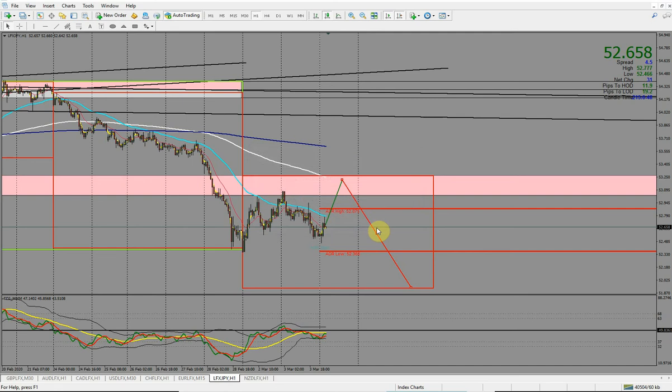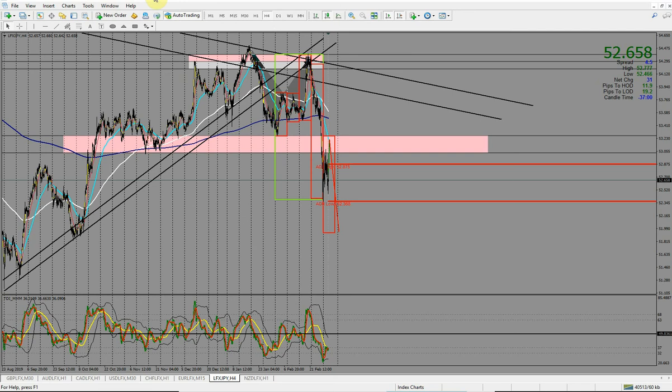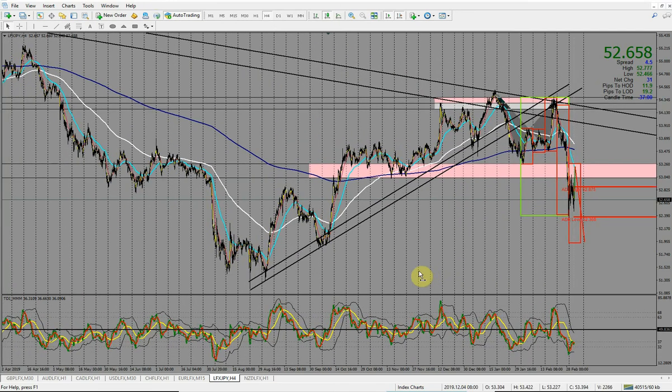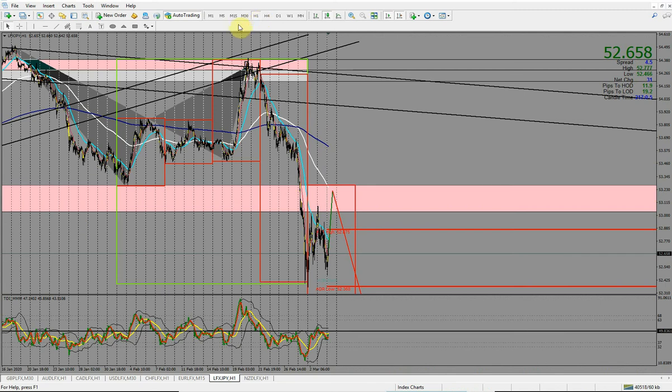So this is my setup on the Japanese yen. Let me just zoom it out real quick so that it can be much clearer. Yeah, it looks pretty much it for me. It's not very complicated. It's more like support and resistance.